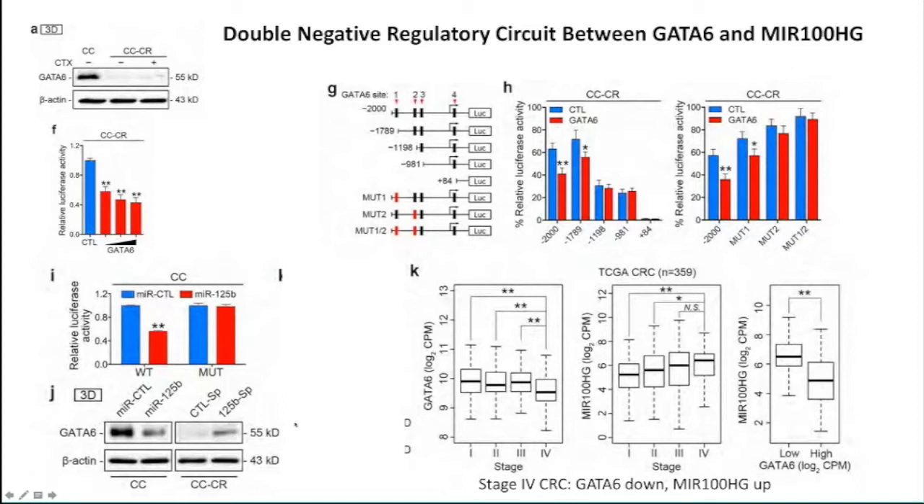Okay. Then a nice set of experiments using the TCGA database, and I'm just going to focus over here on the lower quartile they did. So there's a correlation between those that have high miR-100 have low GATA6 and vice versa. So the data are consistent that there seems to be a regulatory circuit between GATA6 and miR-100HG, GATA6 being a transcriptional repressor of miR-100HG.